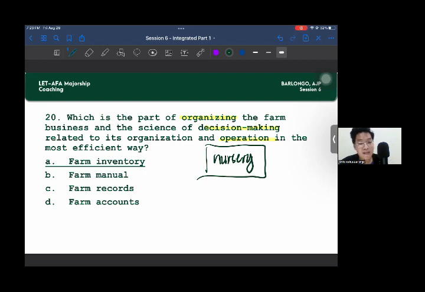So, farm records naman, ang records kasi is more on the fiscal property rin. Actually, it is somehow a holistic na document, ang farm record. Farm manual is how you operate the farm. So, that could be used by new hires. Ganyan. And of course, yung farm accounts is on the fiscal or nasa financial yung mga yan. So if you're talking about organizing decision making and operation, farm inventory is the best answer for this one.